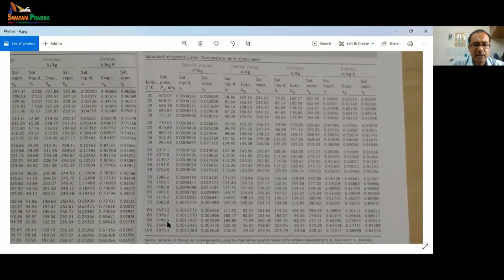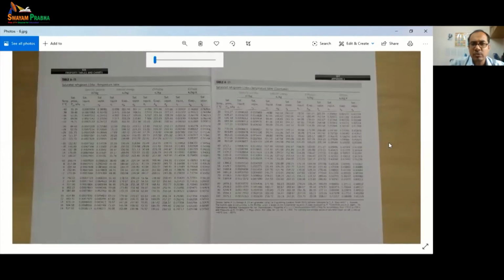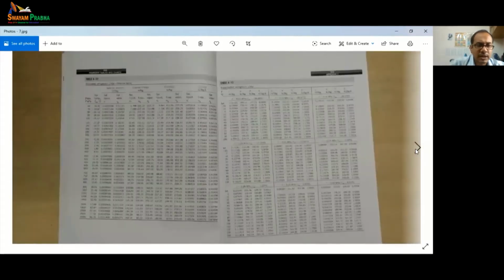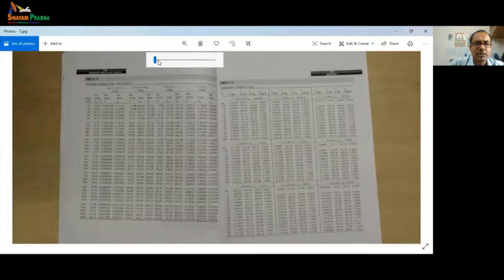So we can expect that it will not be saturated vapor or two-phase mixture, it will be superheated or in the vapor region. Okay, superheated vapor region. And if we look at the pressure table also, the value corresponding to 600 kPa. Okay, this is the pressure table.